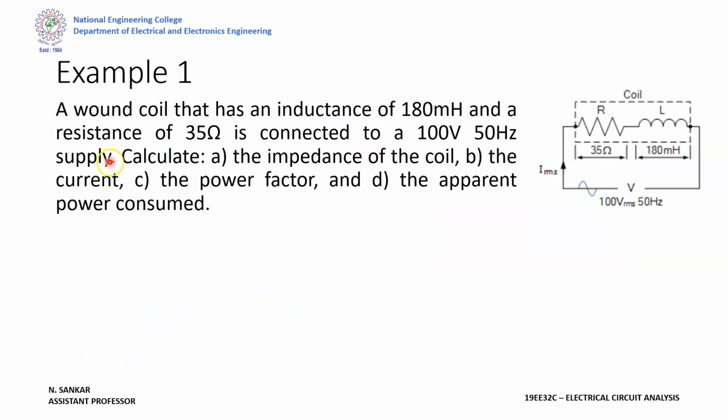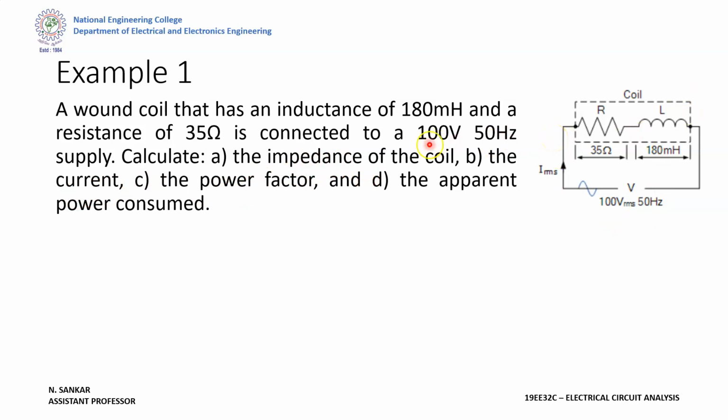First one: a wound coil that has an inductance of 180 millihenry and a resistance of 35 ohm is connected to a 100 volt 50 hertz supply. Calculate the impedance of the coil, current, the power factor, and the apparent power consumed. So they ask for Z impedance, I current, PF, that is power factor, and S apparent power. So this is our circuit.